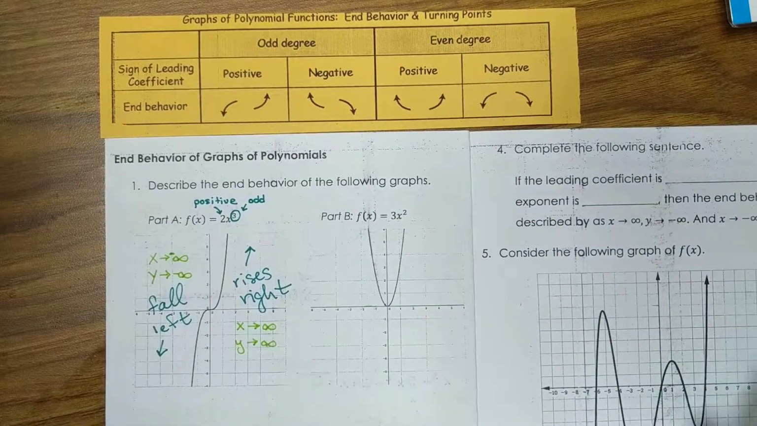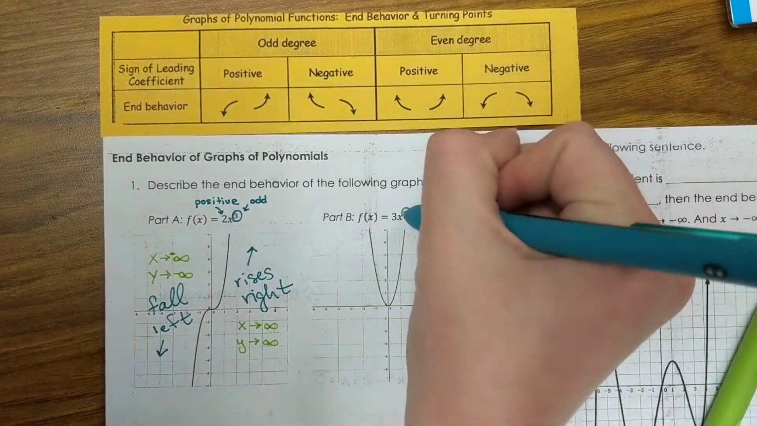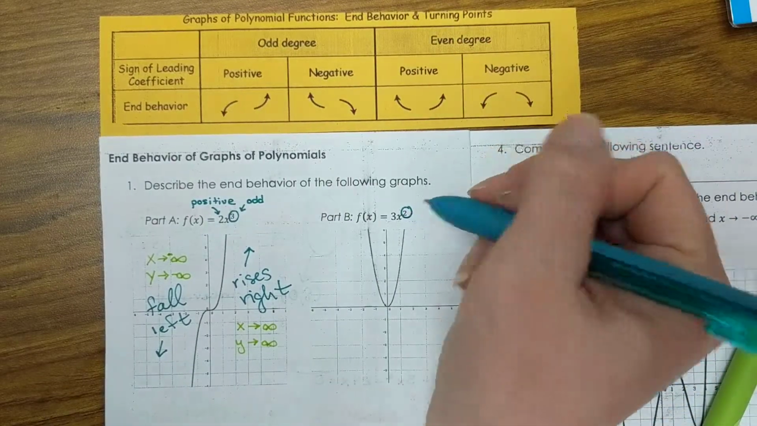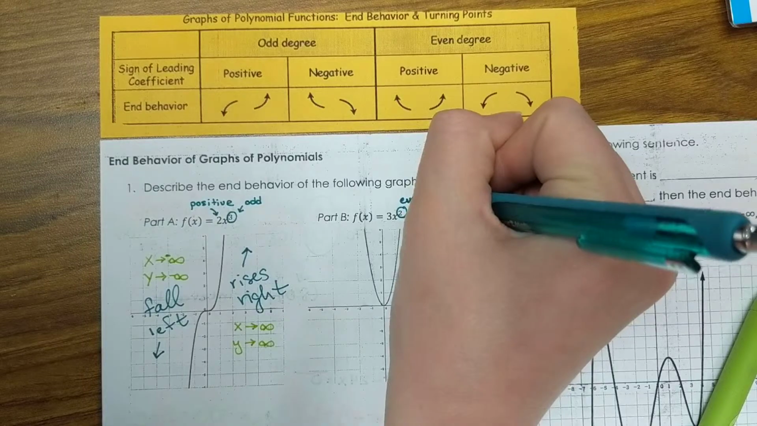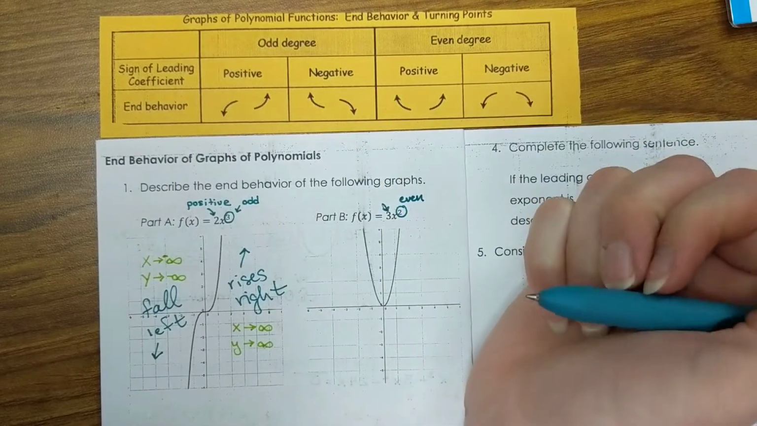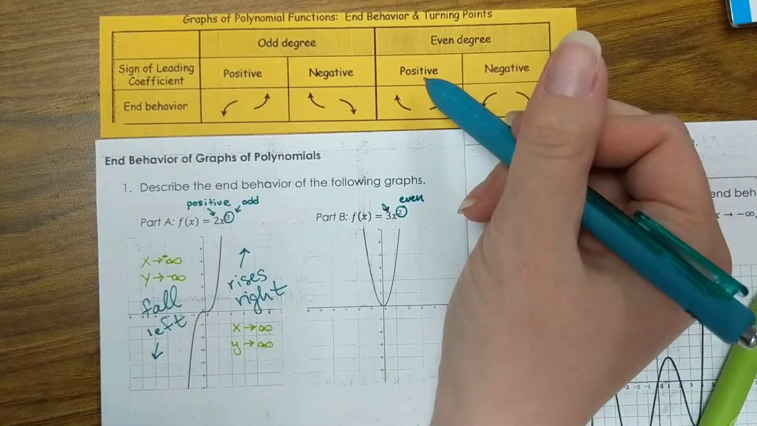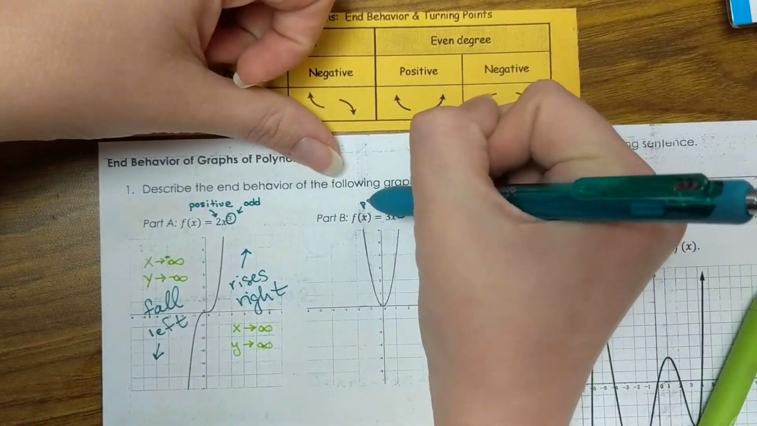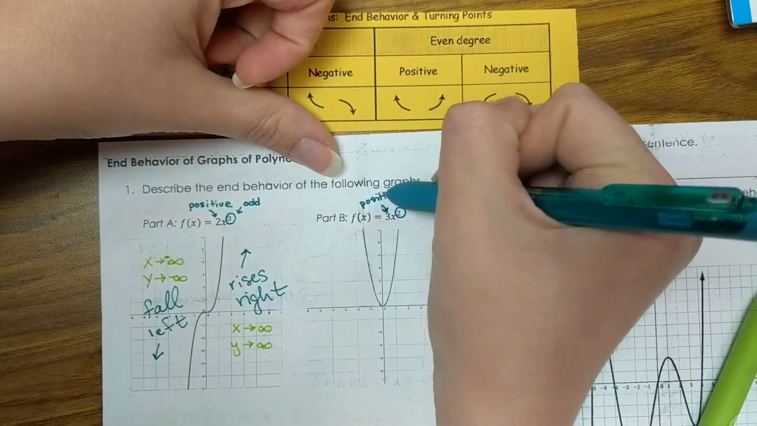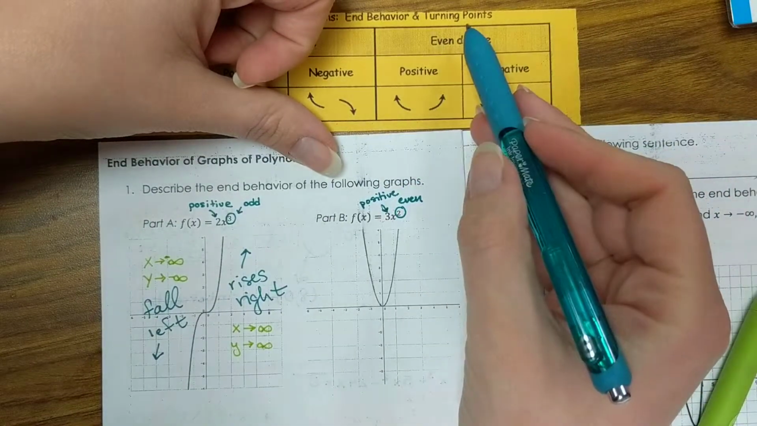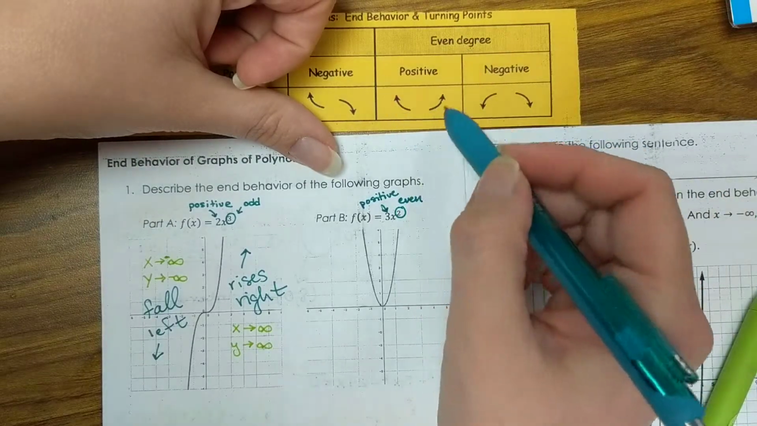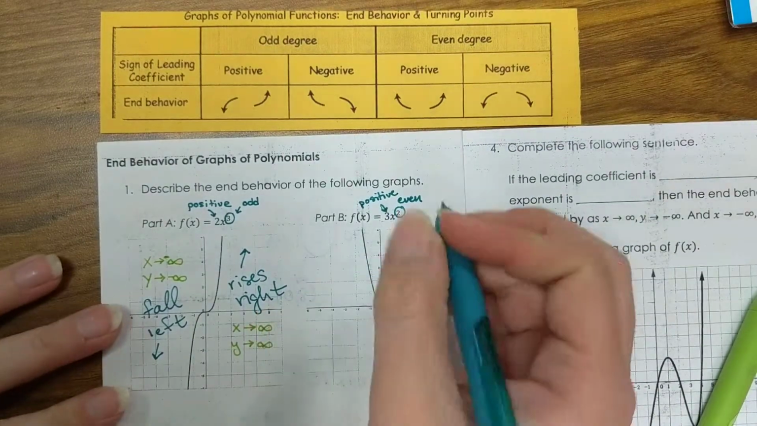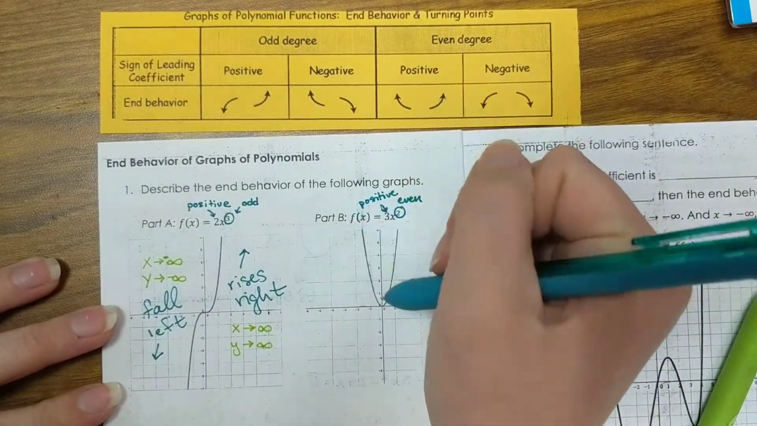Now you can do the same thing with the next one. Look at the exponent, look at the degree, and figure out, is it odd or even? Hopefully you know that 2 is an even number. And then when you look at the coefficient, identify, is it positive or negative? Is it a positive 3 or a negative 3? This one is positive. So this time we're looking at a positive even degree. That means it should be rising on the left and the right side, which is what our graph is doing.